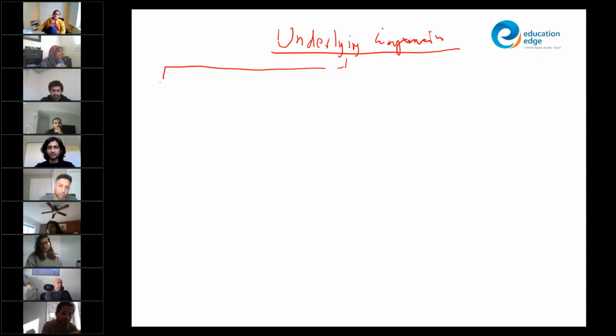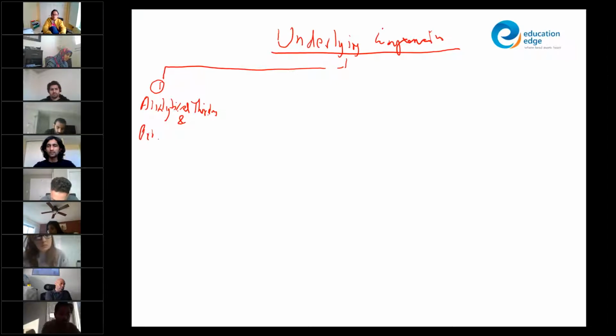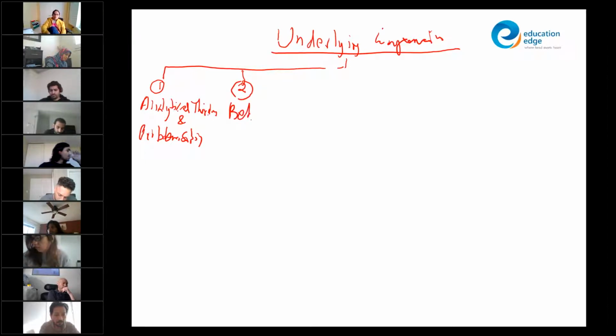The first component is analytical thinking and problem solving. That's the first component of this chapter, right? It's very important to create this bird's eye view. First component. Second component of this chapter is behavioral skills, right? Behavioral skills. That's the second component of this chapter.